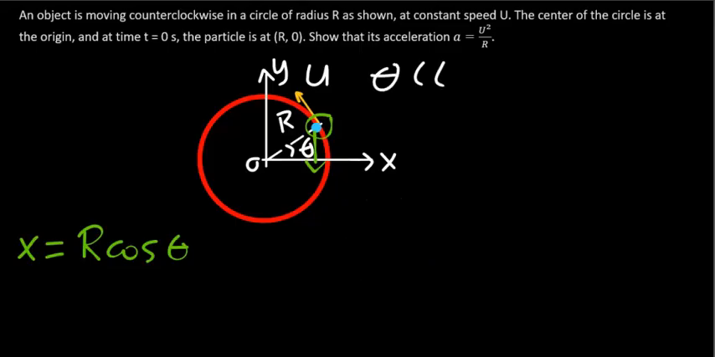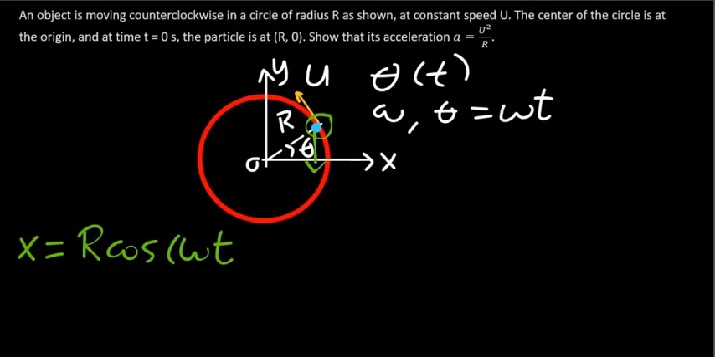Theta is a function of time because the object is moving in a circular motion. Now if we take the angular frequency for this motion to be omega, then theta can be written as omega times time. So we can rewrite theta as omega t.